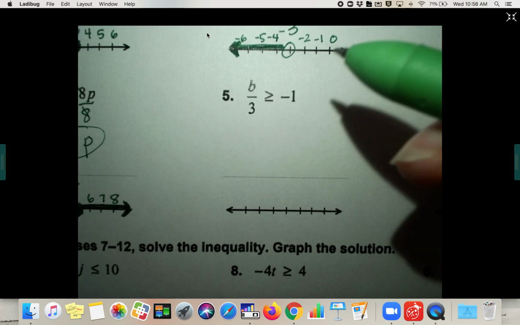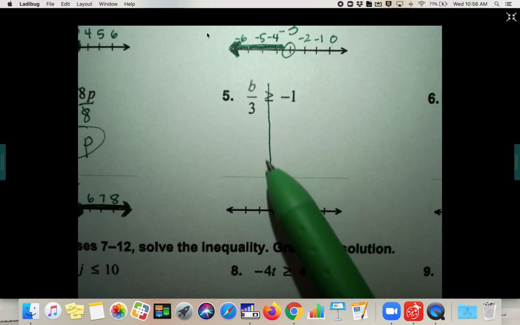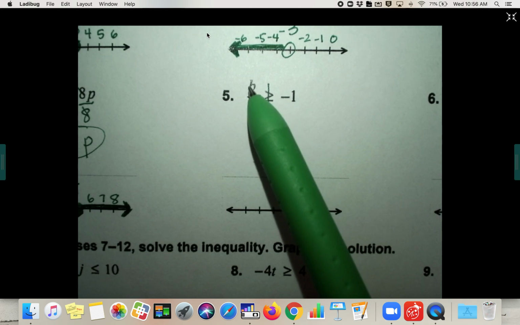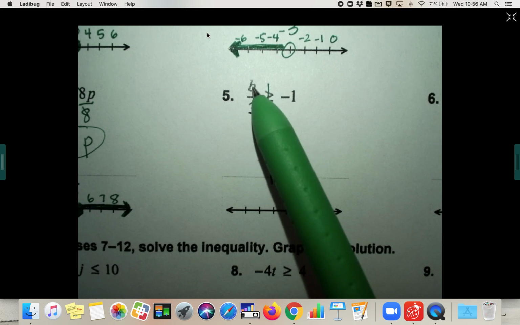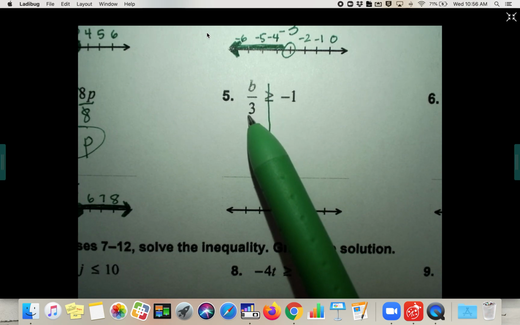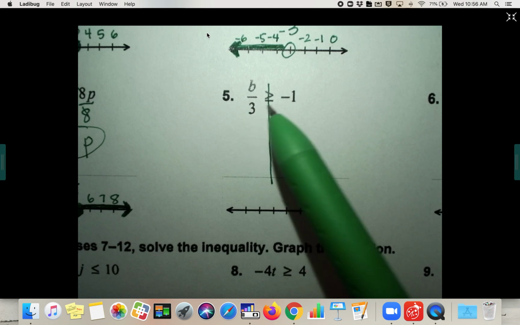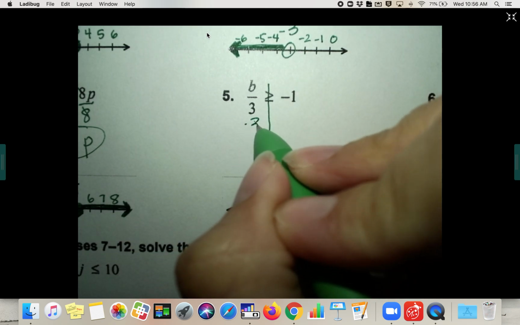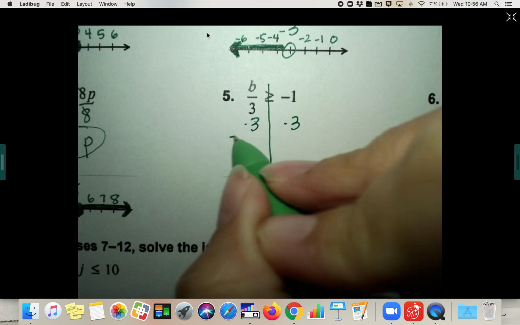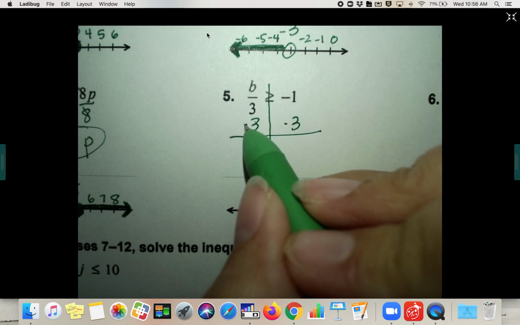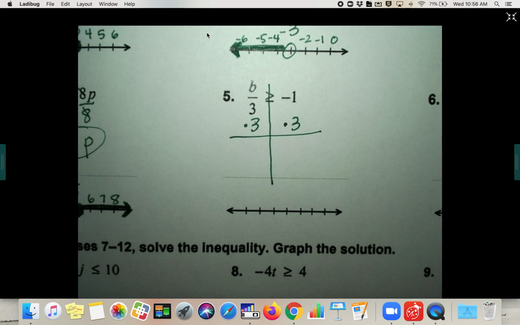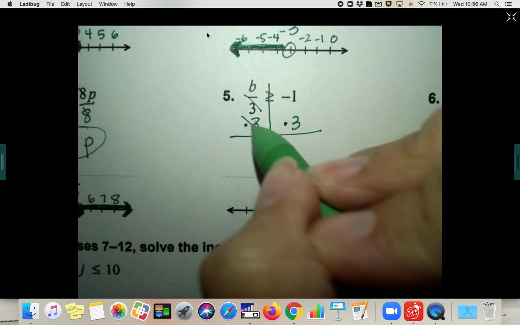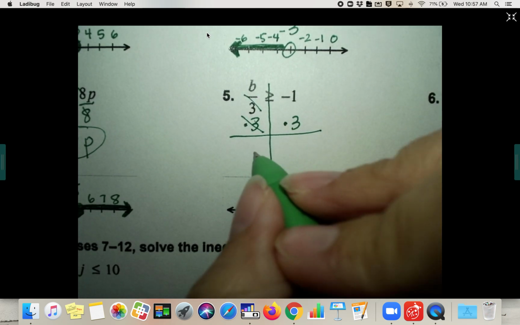All right, number 5 is different. This time b is not being multiplied by 3, b is being divided by 3. A fraction is a division problem, so you read it from top to bottom. B is divided by 3. So to cancel the divided by 3, we are going to multiply by 3 on both sides. That's supposed to be a little dot. Doesn't really look like a dot. All right, there we go. So divided by 3 and multiplied by 3 cancel. It leaves b by itself.